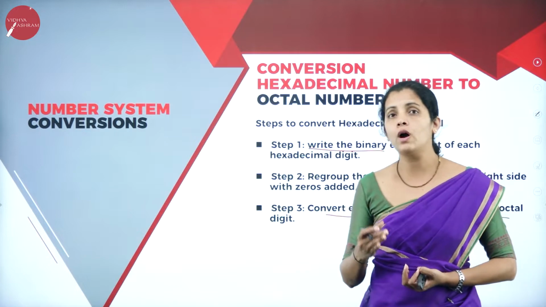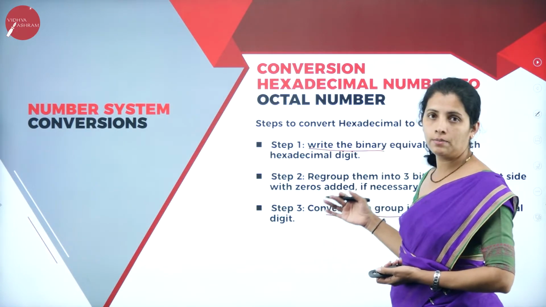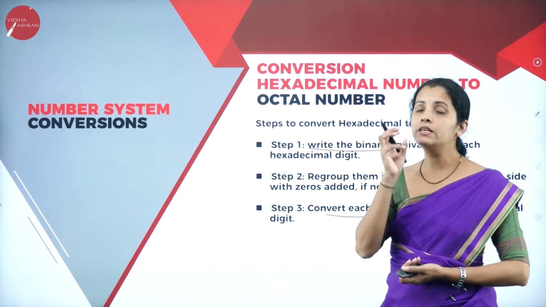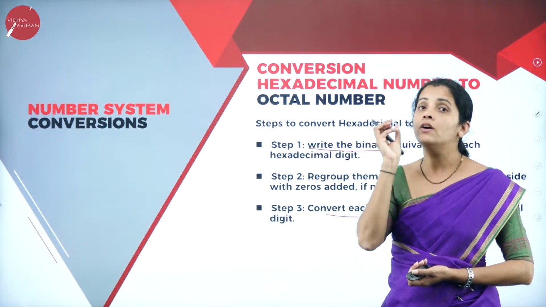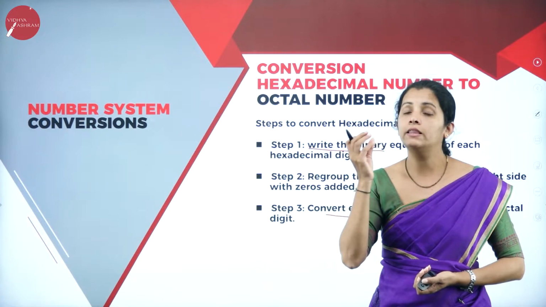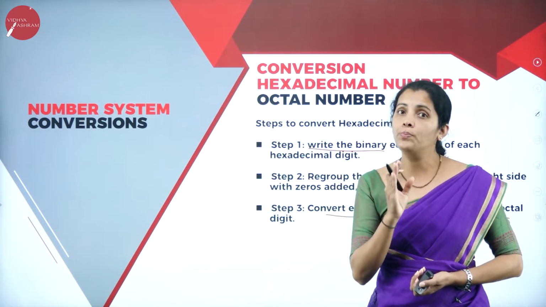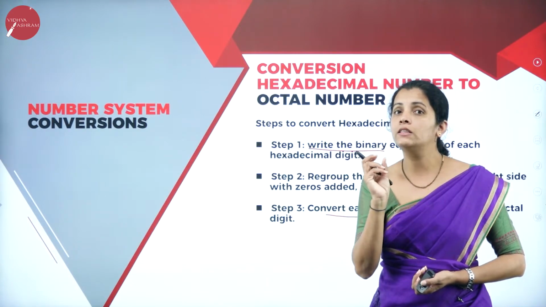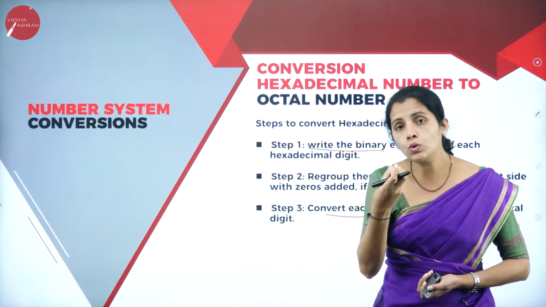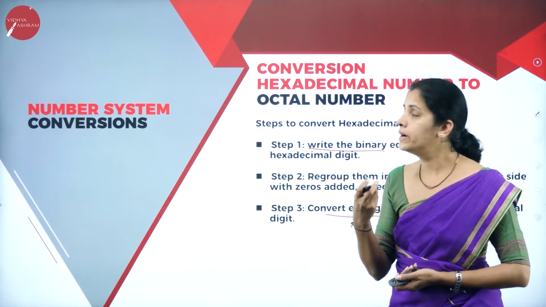Now what do I want to do? I want to convert that group into an octal number. So what is the procedure I need to follow? First, I consider each individual digit from the hexadecimal number, and I write the binary representation. And while grouping, I'm going to consider 3 bits together, and I'm going to write the octal equivalent for that binary 3-bit data.